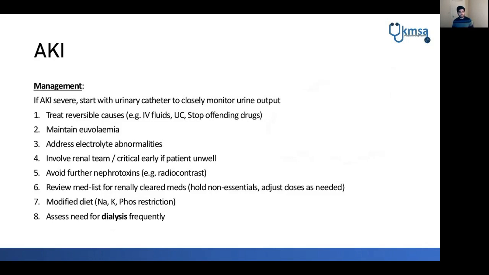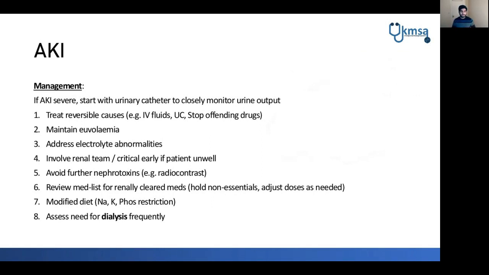Then what you're going to do is maintain euvolemia. You're going to diurese them if you need to. You're going to give them IV fluids if they need to. Often with an AKI, they can get electrolyte abnormalities like hyperkalemia, so you want to treat that if it's there. And if the patient is sick, which sometimes they can be, with really high creatinines, then you want to involve the renal or critical team early. Example, if you're heading towards dialysis.